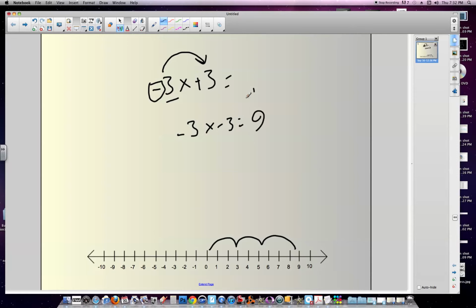And if it's any help, I think about double negatives in language. This is saying do the opposite of doing the opposite of 3, right? These two cancel each other out. This is saying do the opposite of an opposite. So we're left with just 3 times 3.